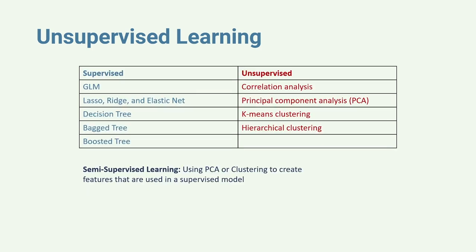So for PA, the specific topics that you have are GLM, lasso, ridge, elastic net, decision tree, bag tree, booster tree, for supervised models. And then for unsupervised models, we have everything in this lesson: correlation, principal component, K-means, hierarchical clustering. You will also use what's called semi-supervised learning. This is where you will use the results for a supervised model based on cluster analysis or PCA. A common example is using clustering to derive features and then using those features in a model.